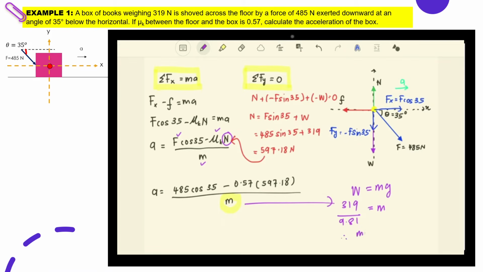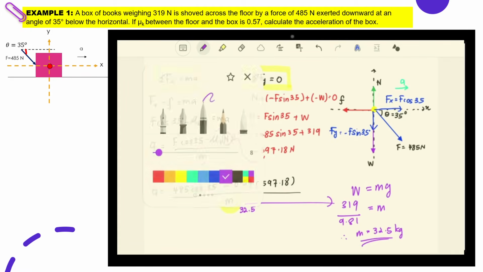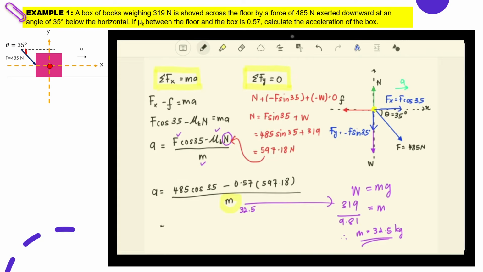So therefore, mass is equal to 32.5 kg. So this is the mass. Okay, so we want to substitute 32.5 in this equation. Alright, so let's proceed to the calculation. Then acceleration, make sure you press your calculator carefully. Alright, so the answer is 1.75 meter per second squared. Okay, jangan salah unit. So we settle question number 1.